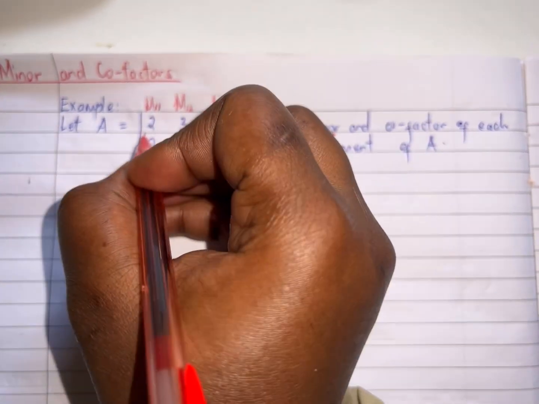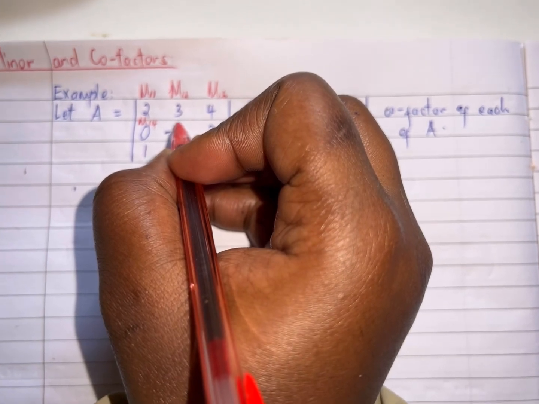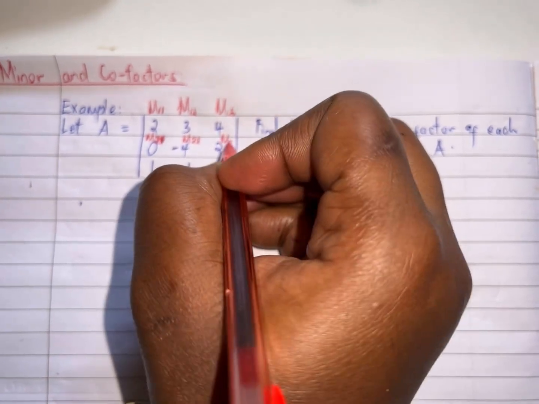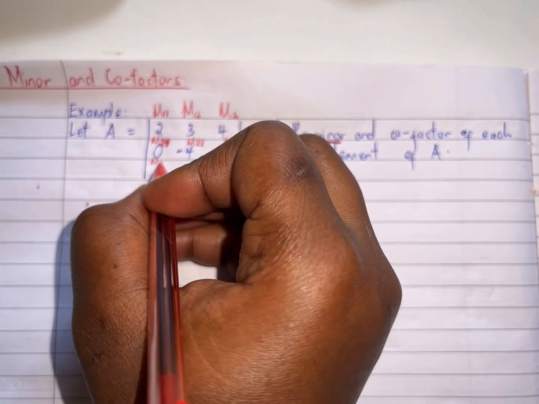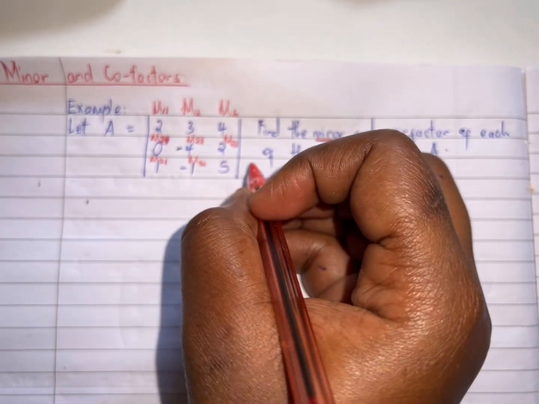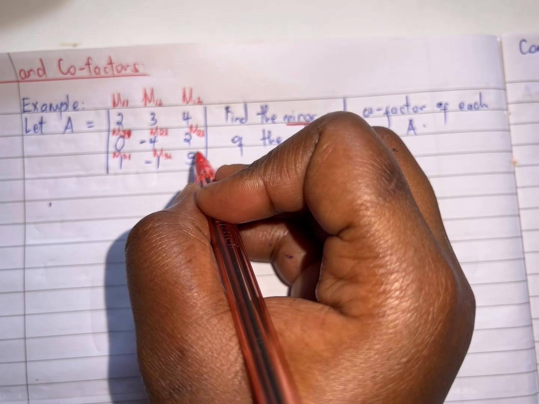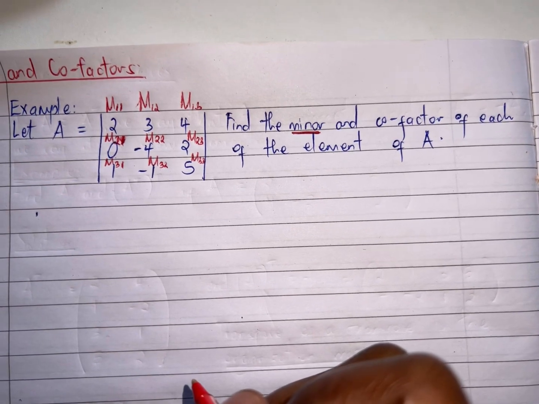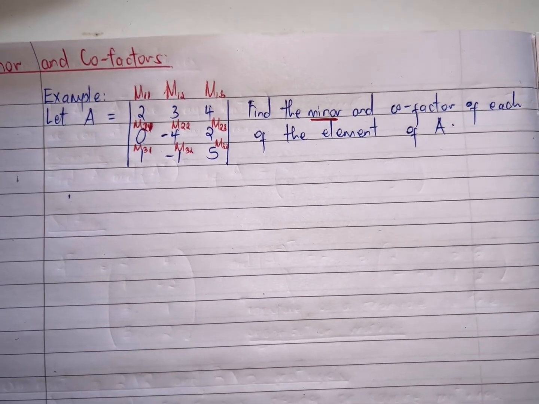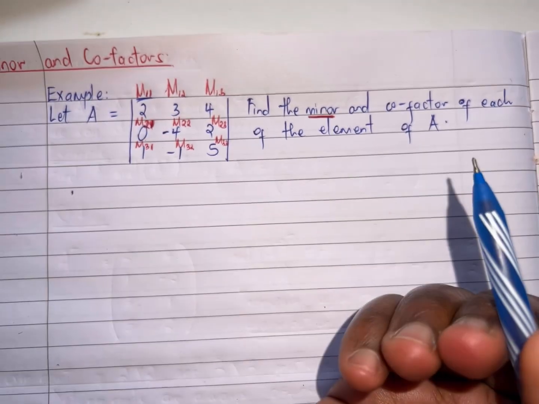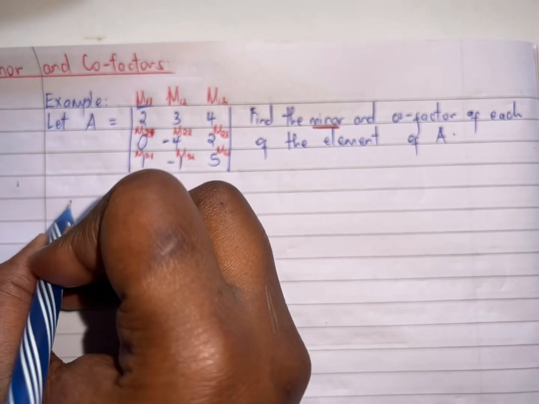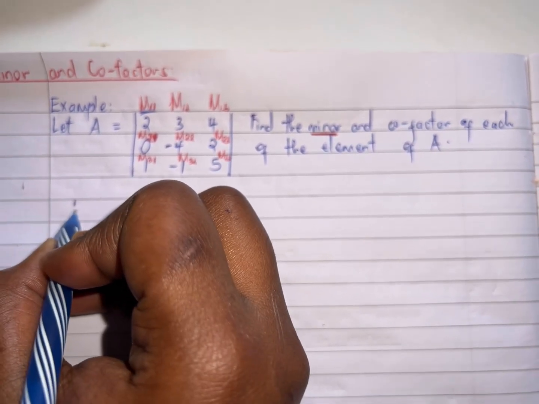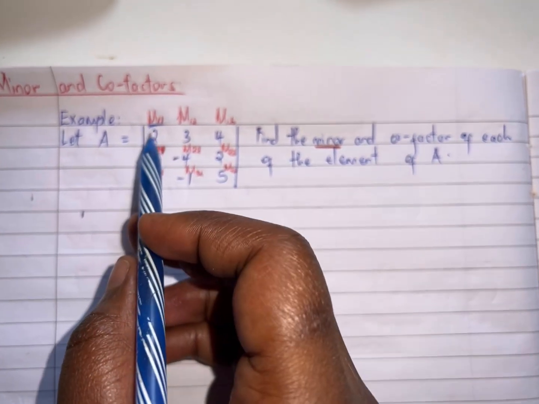So M11, M12, M13, M21. Since we're doing minors, they're going to have the symbol M: M22, M23, M31. Sorry, my camera isn't really clear. Let me try and move it closer. M33. So I guess it's clear now. So you're going to find the minors of all the values here. We're going to start with 2, which is minor 11, M11.